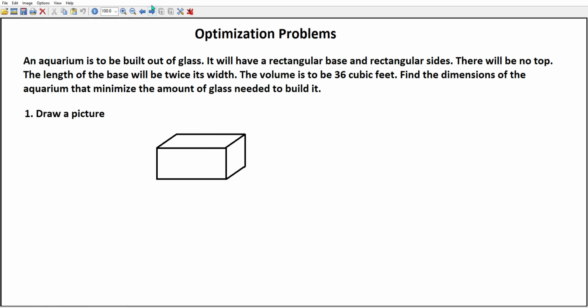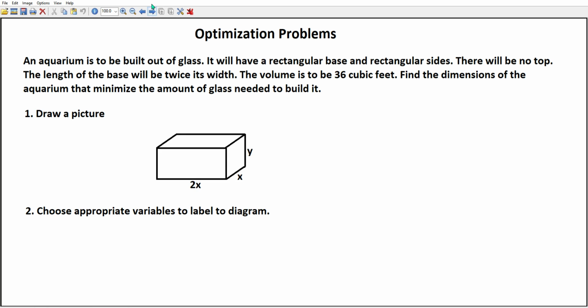The next thing to do is to choose appropriate variables to label the diagram. Now, in this particular problem, you'll notice that the length of the base is supposed to be twice its width. So the width we label with x, and that means the length of the base is going to be 2x. We'll need another variable for the height, which we'll take to be y.